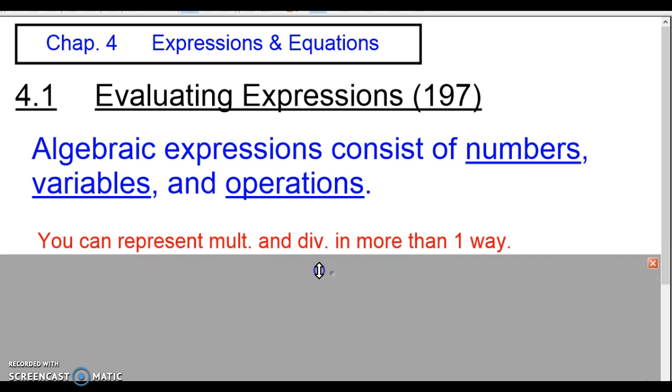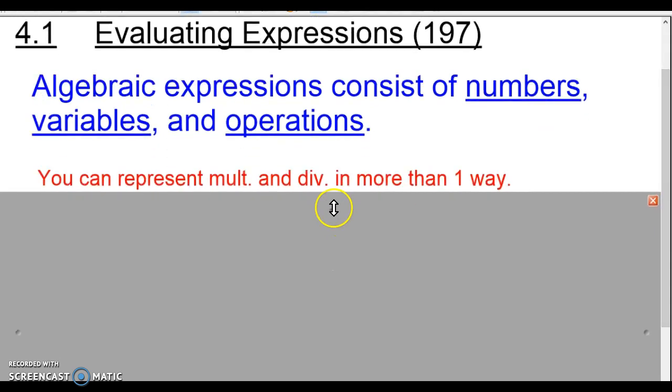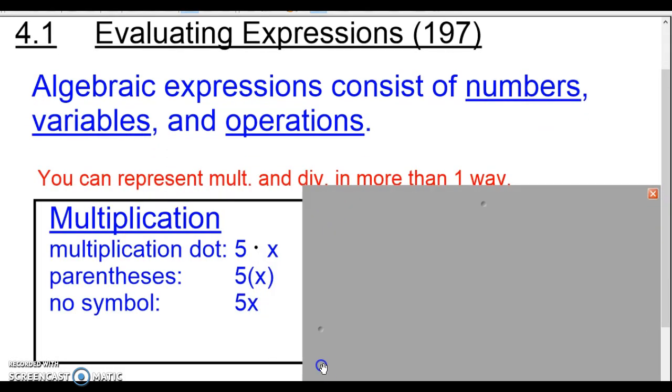So you can represent multiplication and division in more than one way. We've already been introduced to these this year, but we're going to keep going over them. For multiplication, you can have the dot, so 5 times x. You can have parentheses. A lot of you have been asking me about parentheses and what they mean. If there's parentheses next to a number, it means multiplication. And if there's no symbol and it's next to a variable, it also means multiplication. So all three of these expressions mean the same thing: 5 times x, 5 times x, and 5 times x.